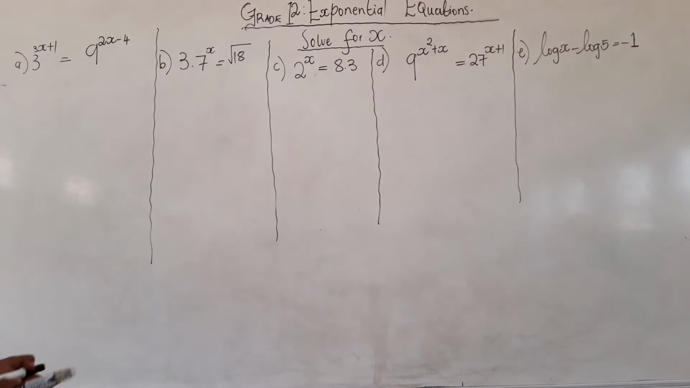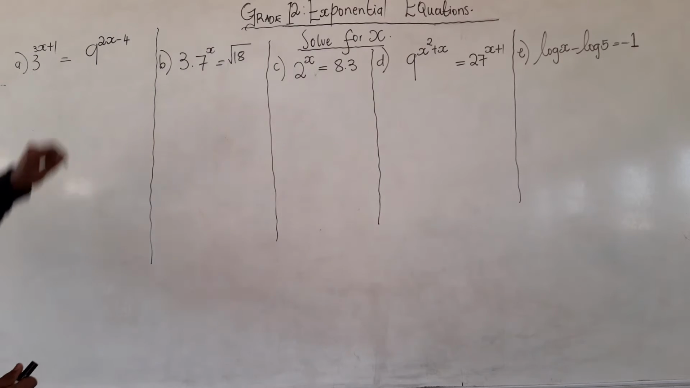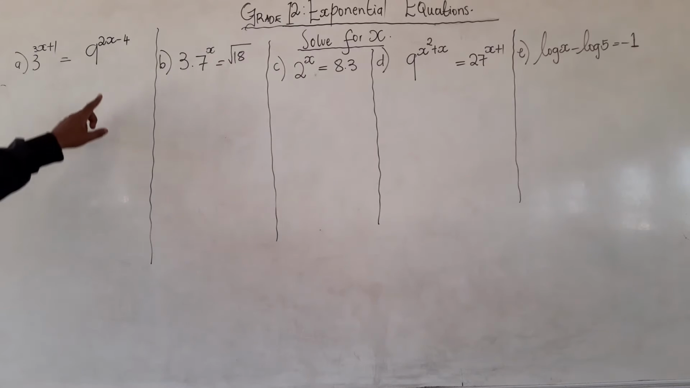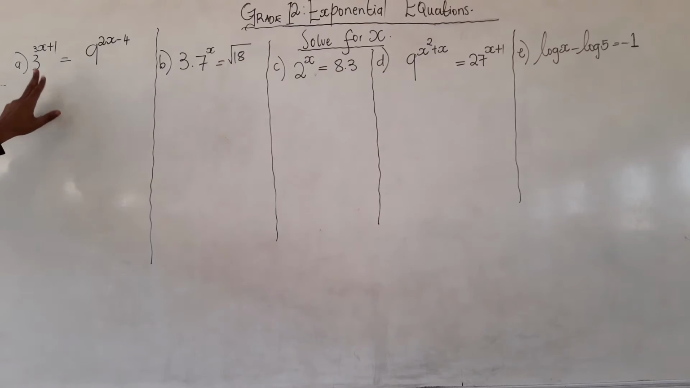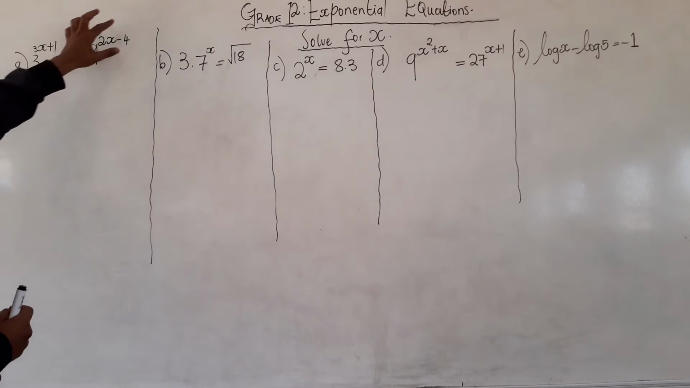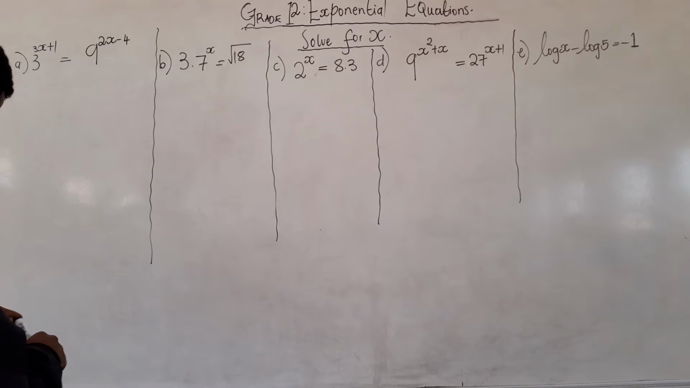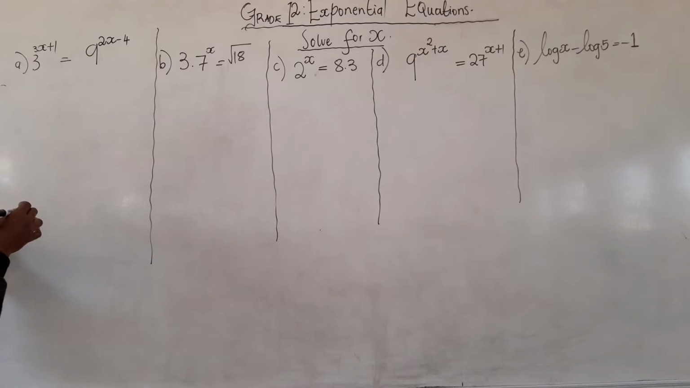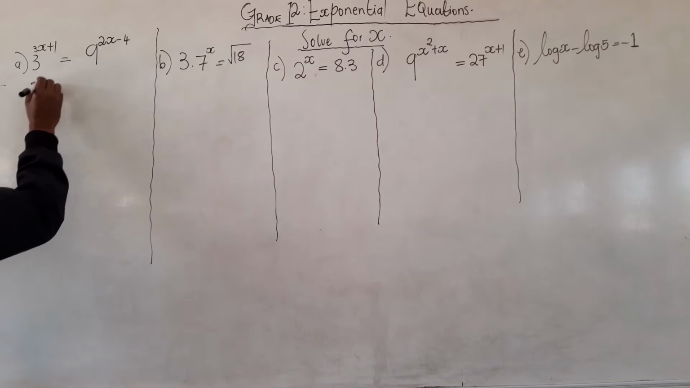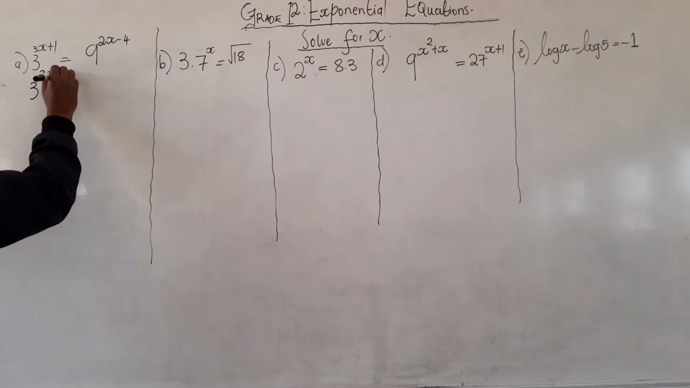Now let us take a look at our first question, which states that 3 to the power 3x plus 1 is equal to 9 to the power 2x minus 4. We have to prime factorize this 9 so that it becomes 3 to the power something, so that our bases become the same and we can drop our exponents. Now let us prime factorize. I've told you guys in our previous sessions how to prime factorize. Now it is going to be 3 to the power 3x plus 1.